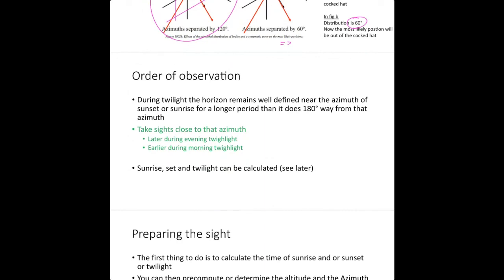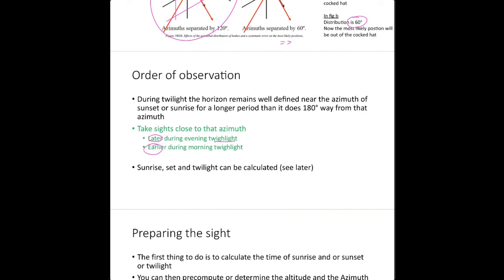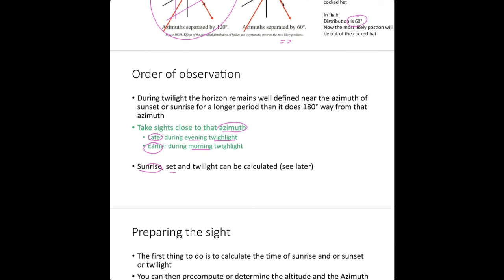Another thing that we need to talk about is the order of observation. We know that during twilight the horizon remains well defined near the azimuth, or the direction of sunset or sunrise, for a longer period than it does 180 degrees away from that azimuth. So the normal thing to do would be to take sights close to that azimuth later during evening twilight and earlier during morning twilight. For that you need to be able to calculate sunset and sunrise, but that is something that we will do later. Always keep in mind, if you take sights close to the azimuth, take them later when you're doing evening observations and earlier when you're doing morning observations. So in the morning you start with the observations in the direction of your azimuth. In the evening you end with the observations in the direction of your azimuth, because there the horizon will remain visible longer than on the other side.